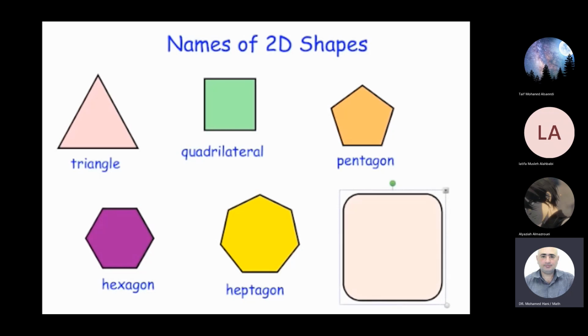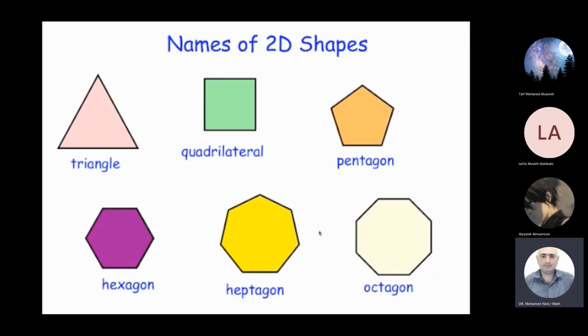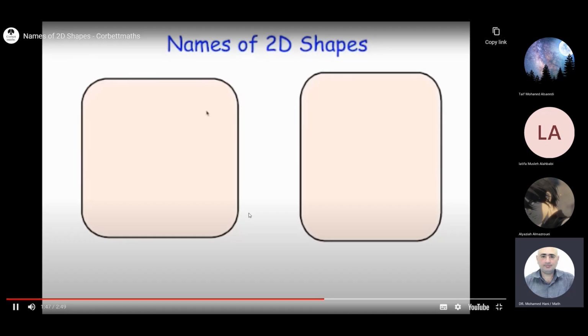Eight sides is called an octagon. Now, I'm sure you've heard of this one before. Octagon, similar to an octopus, which has 8 tentacles. So an octagon has 8 sides. Let's look at a couple more.